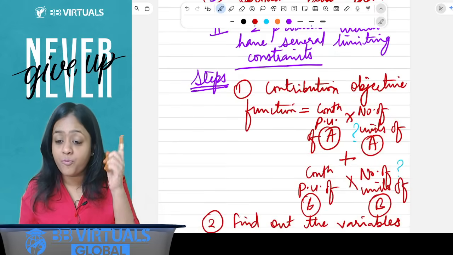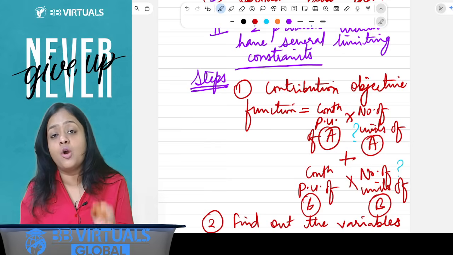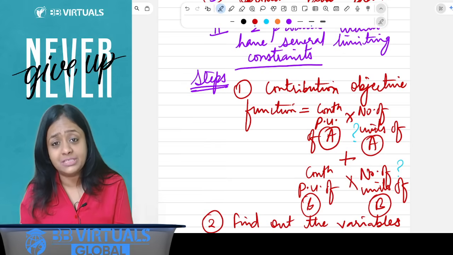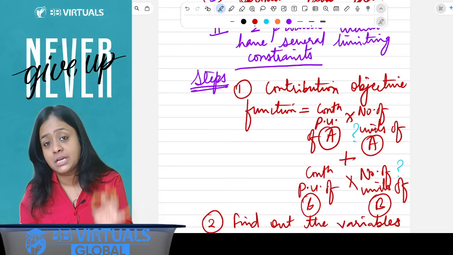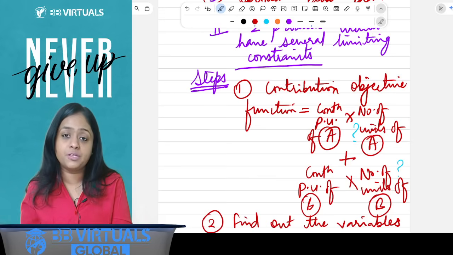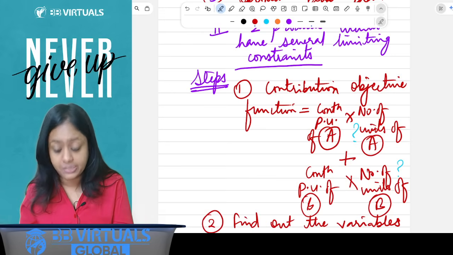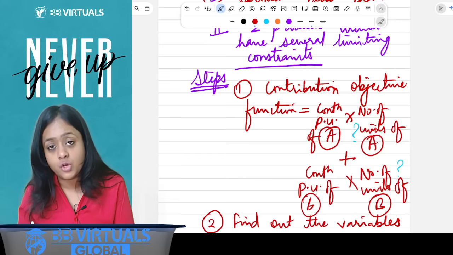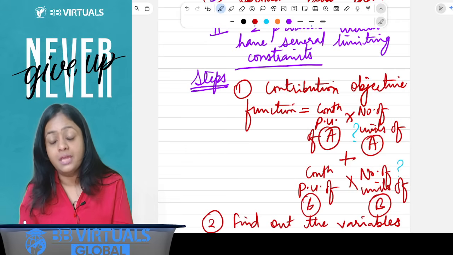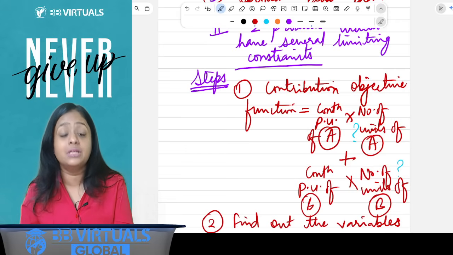You will do step 1, that is contribution. Objective function is always the first step. You will always create the objective function first. This is the purpose for which you are doing all the calculations. So that will be contribution per unit multiplied by the number of units of product A.